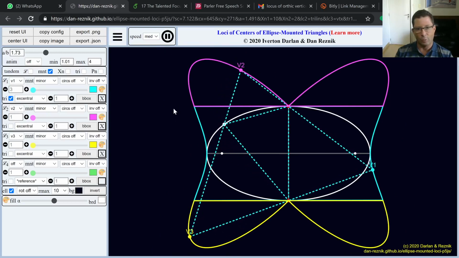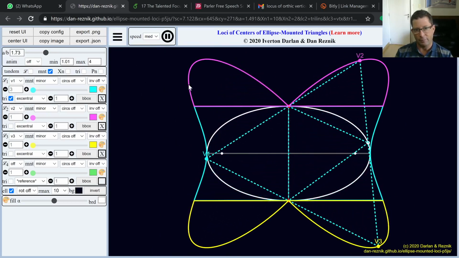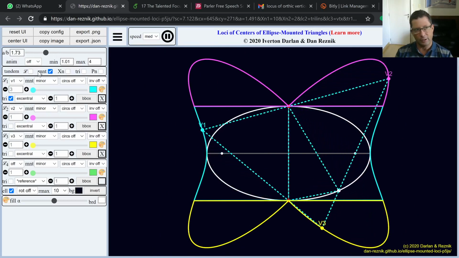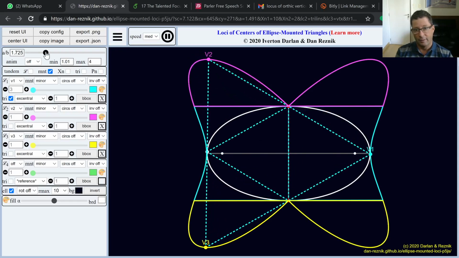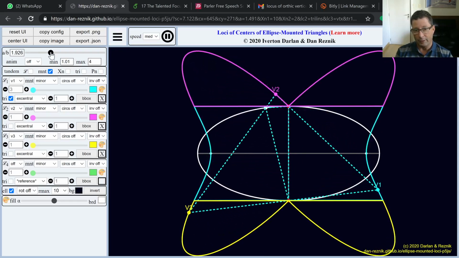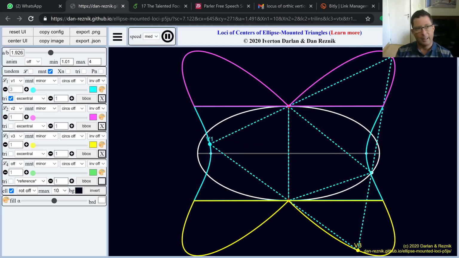I always like to ask this question, what is the A over B for which something interesting like this happens? For example, the locus touches that vertex. So it looks like it's something close to square root of 3. Maybe it is square root of 3. Okay? How about this other point here where the locus goes through the focus? I'm getting another A over B over here, and so forth and so on.